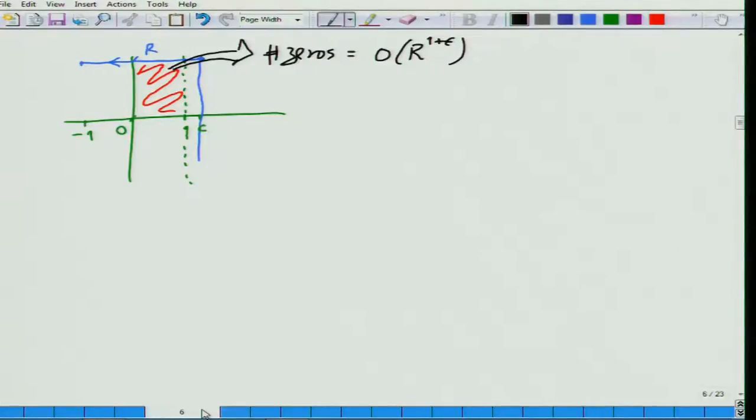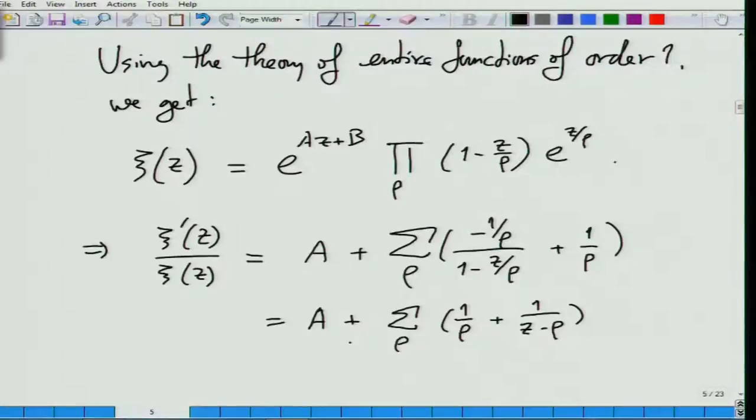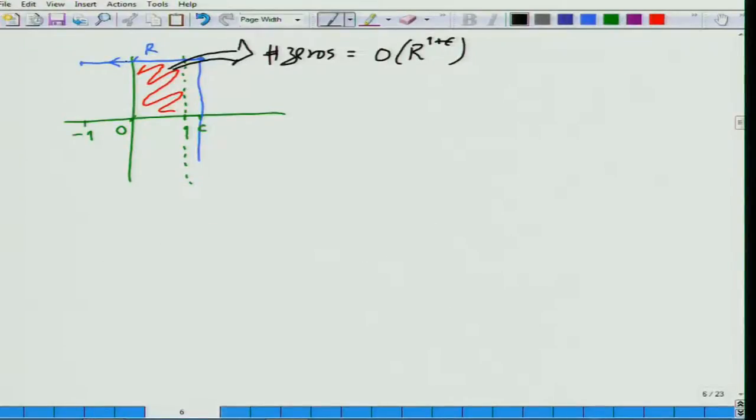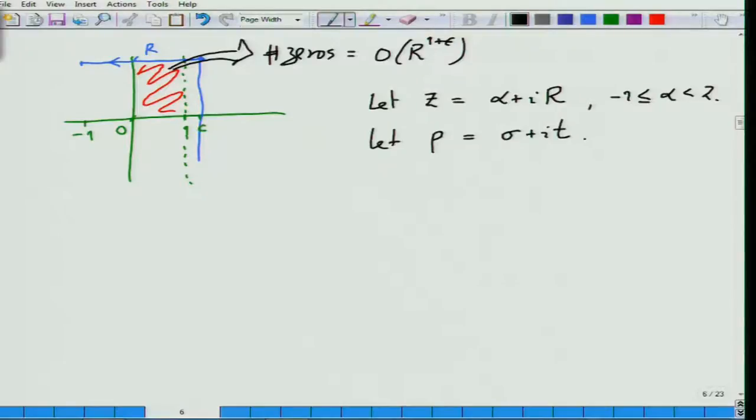Okay, so, coming back to this, that is a sum we want to estimate, and we want to estimate this sum when z has a specific range of values. So, let us set things up. Let us write z, for the range of values we are interested in, as alpha plus i r, because it is at the height r that we are interested. And we know that alpha is between minus 1 and 2. Okay, it is actually between minus 1 and c, and c is less than 2. So, instead of writing c every time, let us just write 2. And we also let rho, which is a zero, be sigma plus i t, and sigma of course, we know is between 0 and 1. So, with this notation fixed, let us analyze this sum.